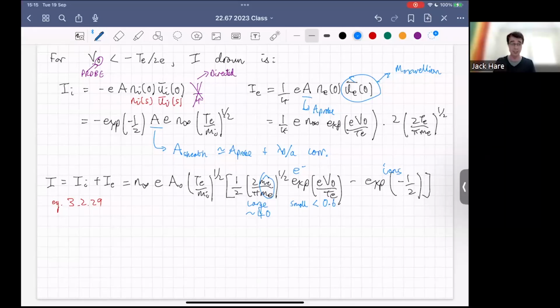This is kind of like our big result. We're now going to go use this to learn about what happens to Langmuir probes. Nigel.